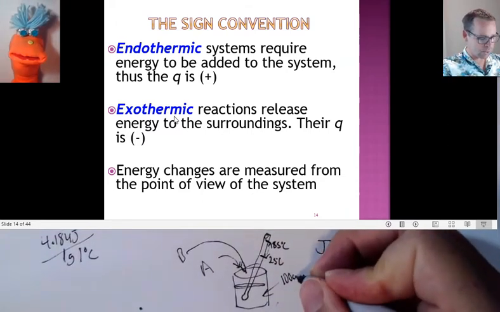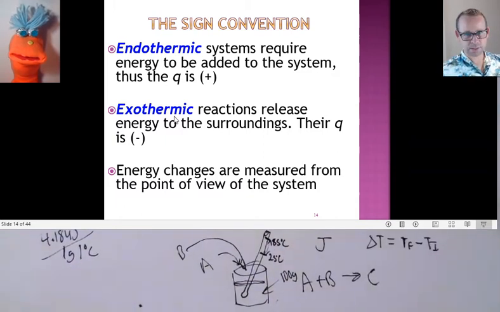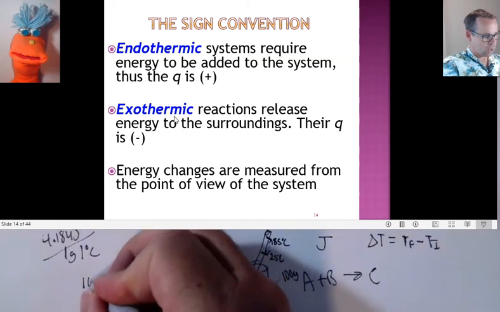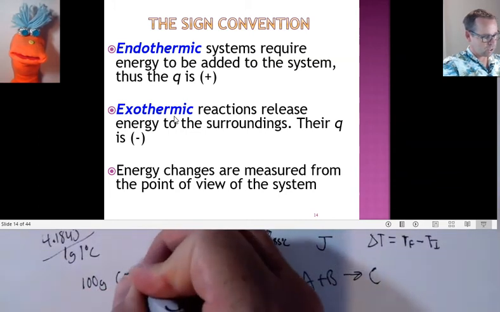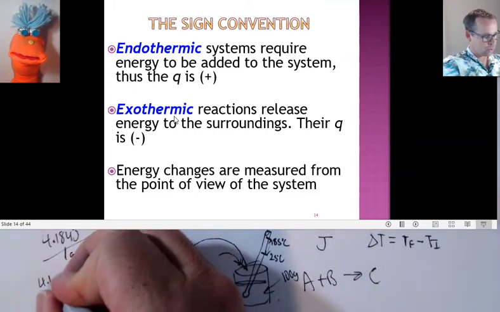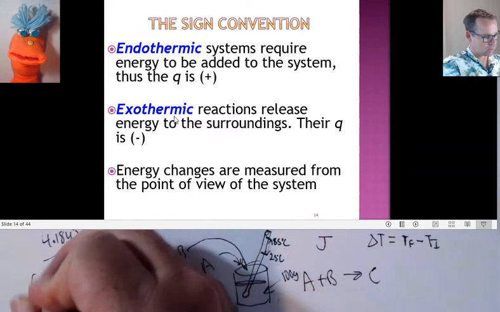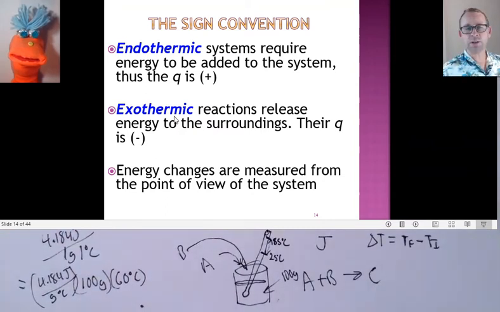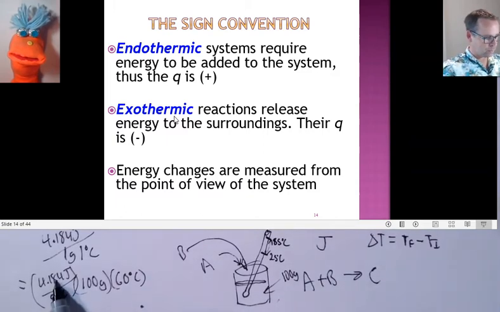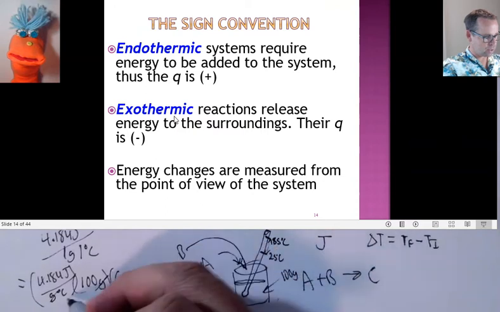So if I say that this is 100 grams of water and it raised 60 degrees Celsius, okay, so 100 grams went through a change in temperature of 60 degrees Celsius, right? And there's 4.184 joules for every gram that changes 1 degree Celsius. This tells me how much heat energy was released by this process. All right, 4.184 joules for every gram degree Celsius, and grams cancel out here, and degrees Celsius cancel out here.